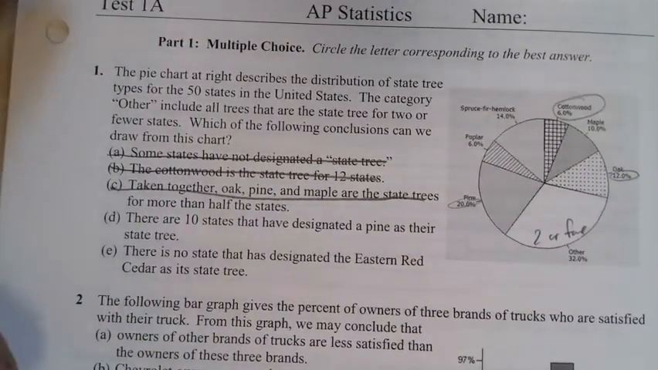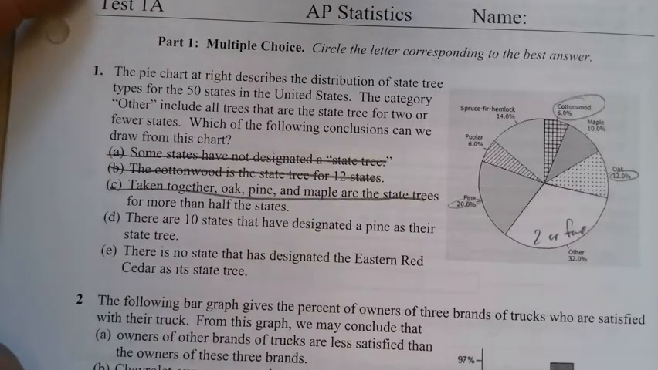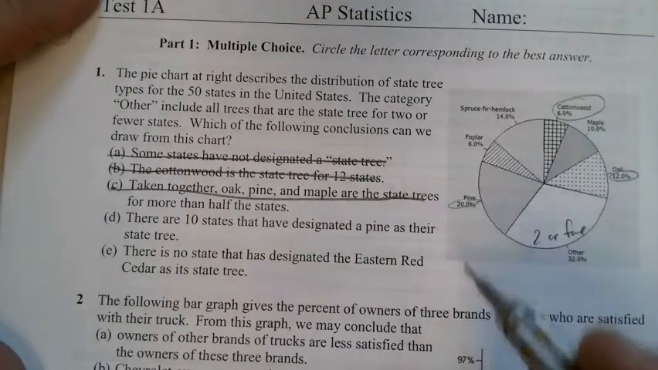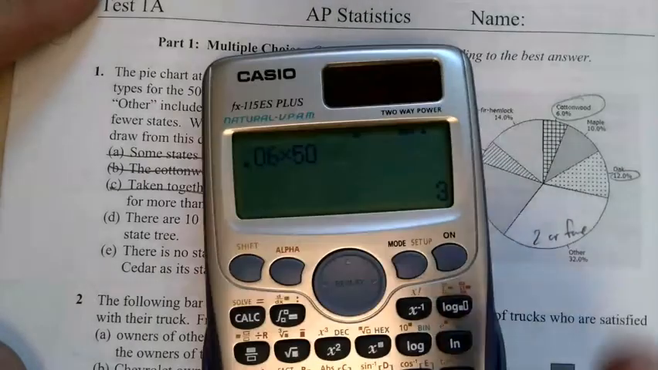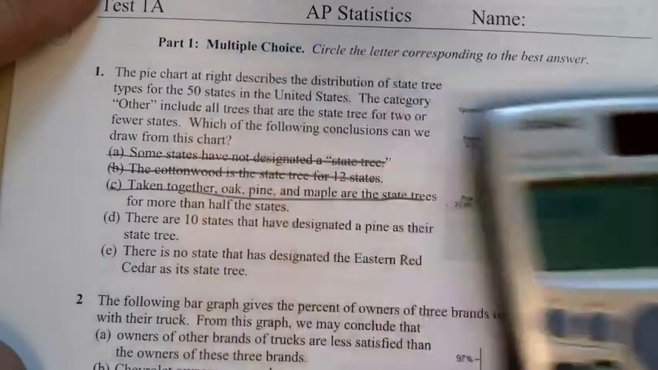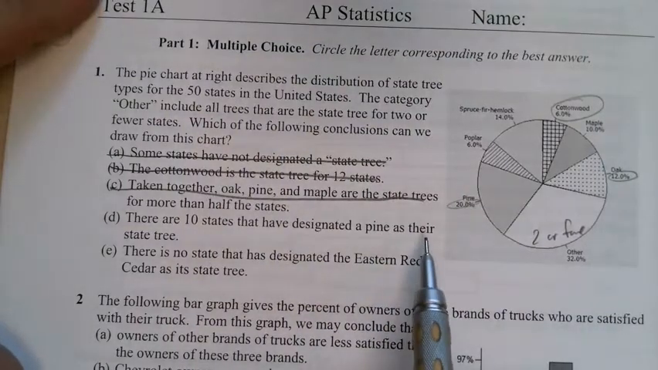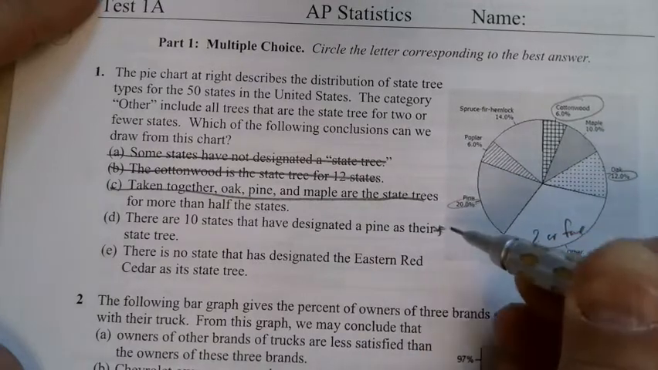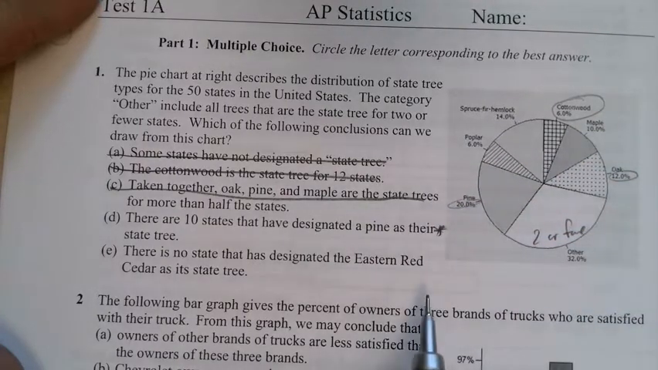There are 10 states that have designated pine as the state tree. Well, 20% have done pine, and if I go 0.2 times 50, that tells me 10. So assuming all 50 did it, I could say that's true. So I'm going to put that.